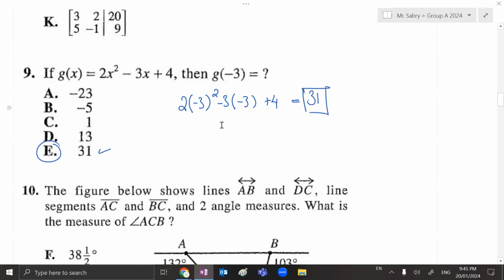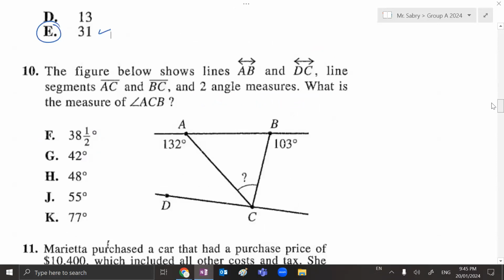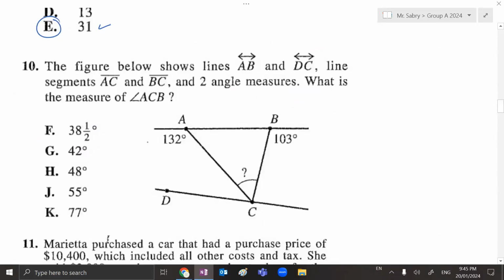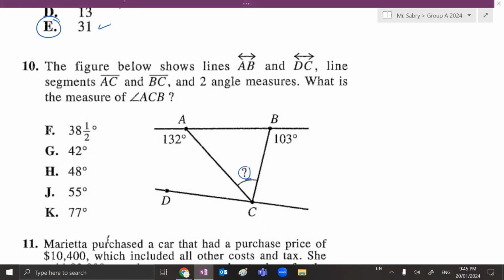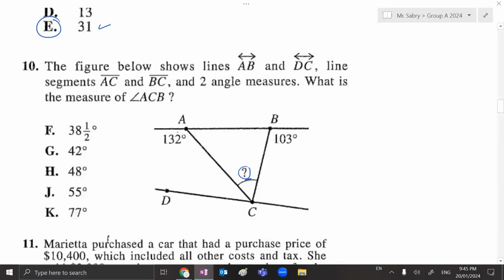Again, a very easy question, honestly. Moving on to number 10, what is the measure of angle ACB, which is the one that has this question mark right there. We need to remember that any line in the world has what is called a straight angle.